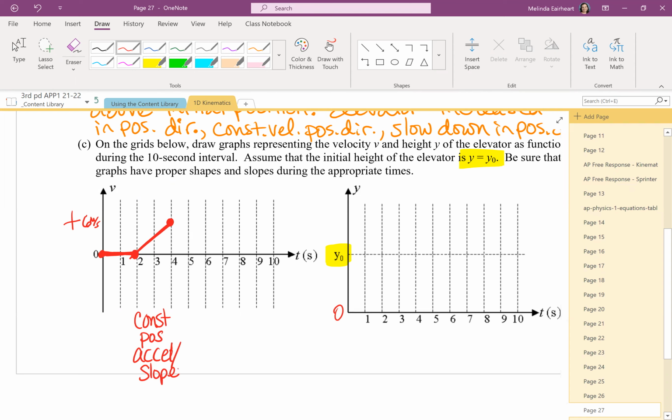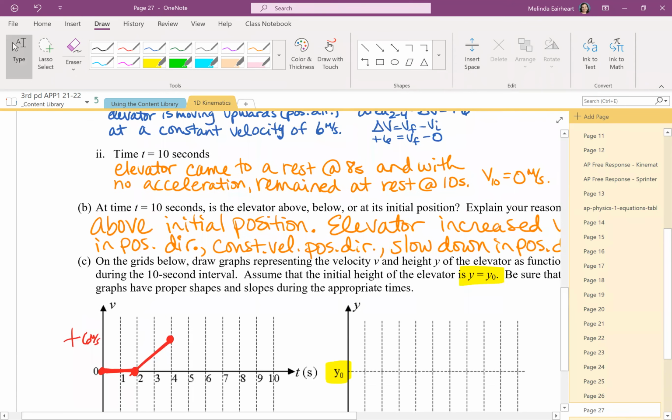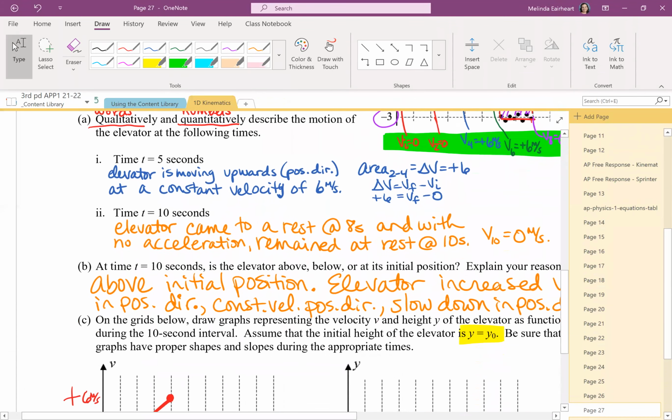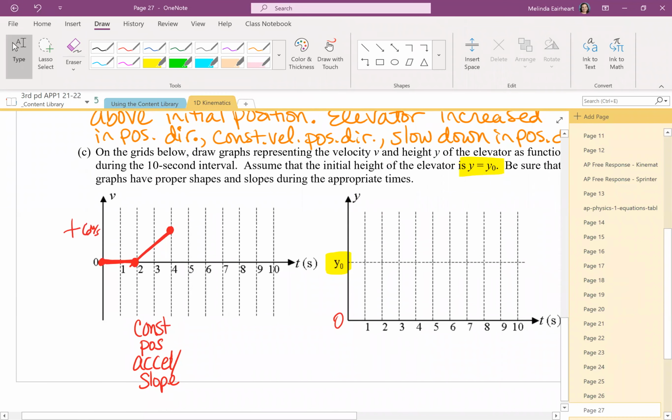Okay, what about 4 to 6? What's the story, 4 to 6? There's no acceleration, so we don't want any changes in velocity. What are we going to draw on the velocity graph? Straight horizontal line for a constant reading, right?